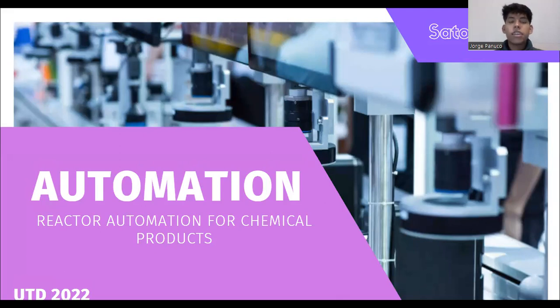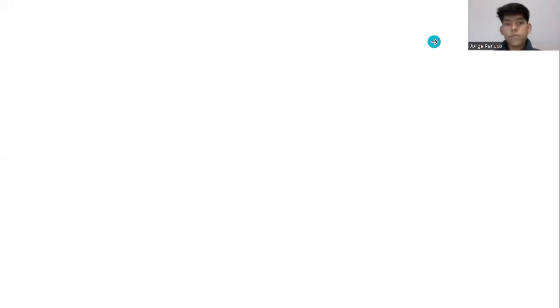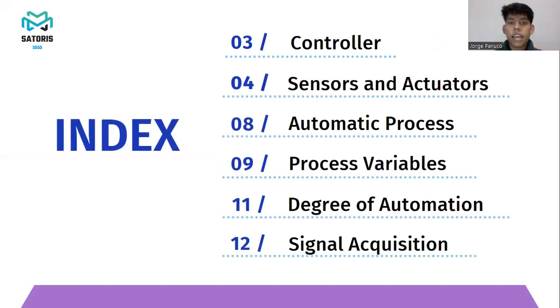This project is a reactor automation for chemical products. So let's go ahead and see what we have for today. As you can see, I have six main points: the controller, the sensors and actuators. I'm going to talk about all the process that this project has, also the variables that we'll be measuring, the degree of automation, and all the signal acquisition that we're going to be having.